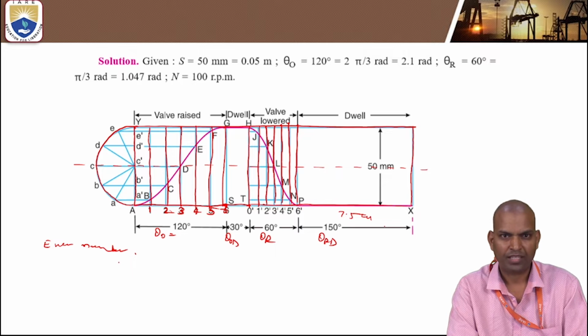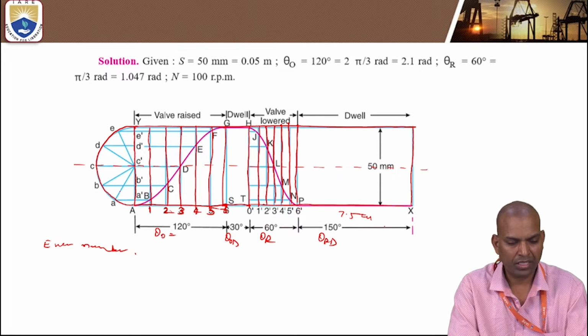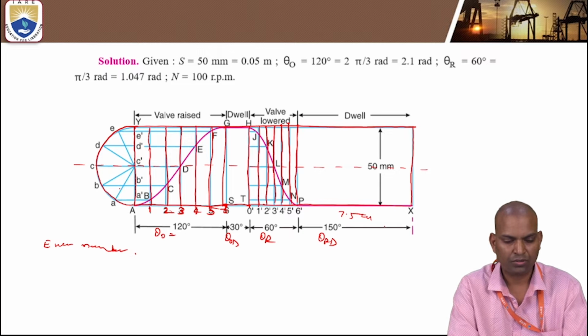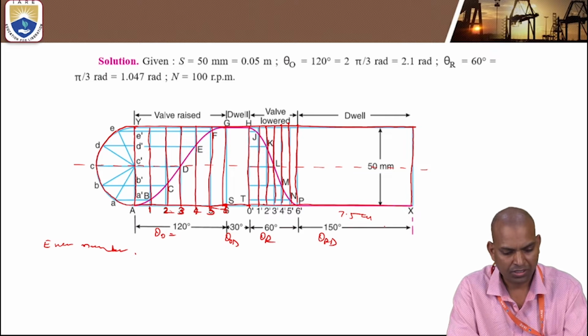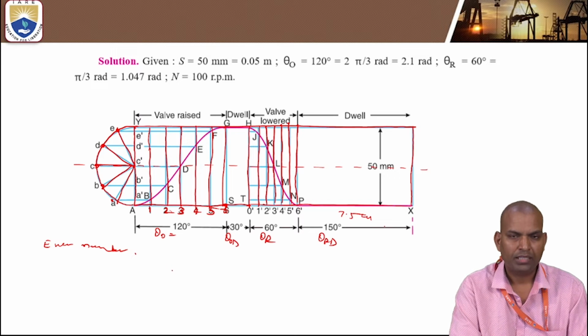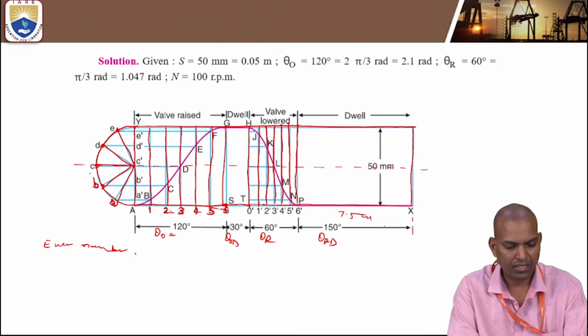Next, what to do? Divide the same equal number of parts in this semicircle also. That is 180 degrees, 6 parts, that is 30 degrees each. Divide this and join the lines. Then draw horizontal lines from the points, marking them A, B, C, D, E.